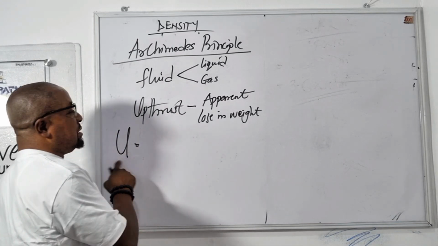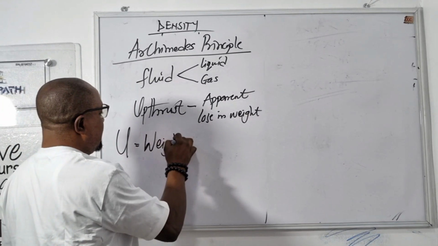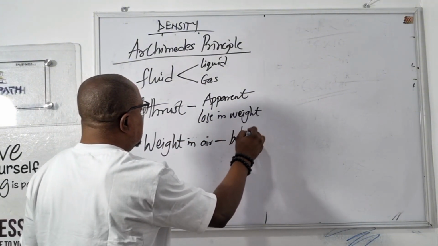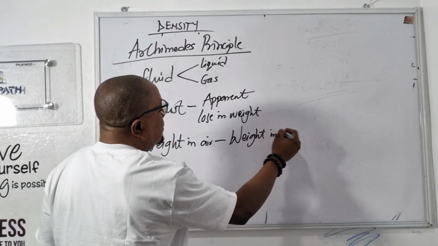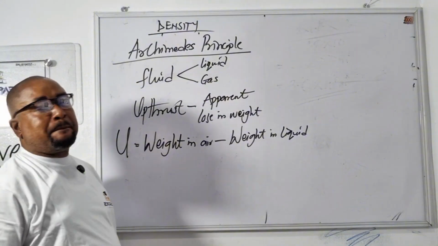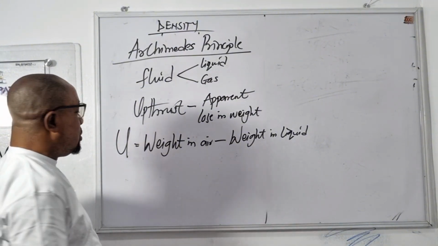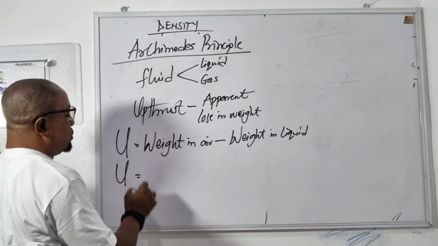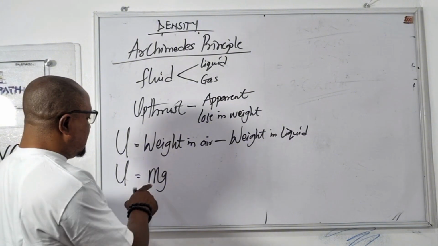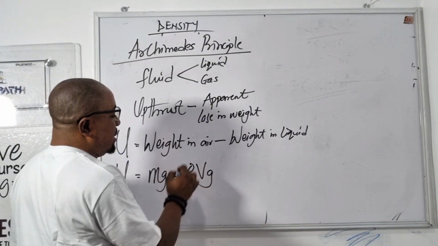So U is a symbol for what? Upthrust, which is equal to weight in air minus weight in liquid. Weight in air minus weight in liquid, that is what we call upthrust. Upthrust is a force. And what is force? Mass times acceleration due to gravity. Remember, we did something with mass. We said mass is density times volume.